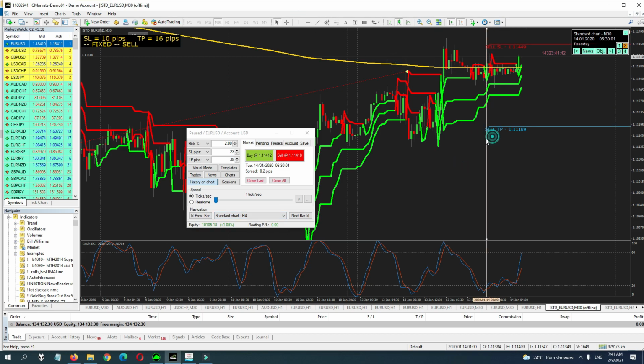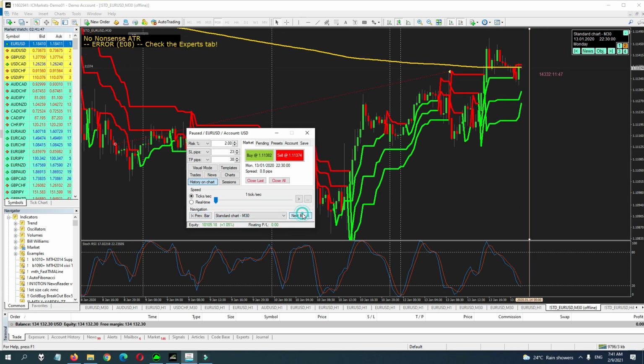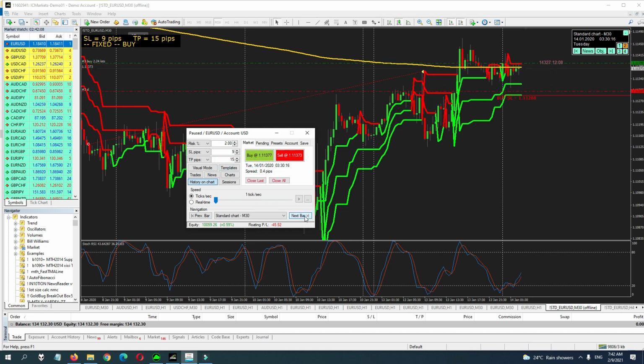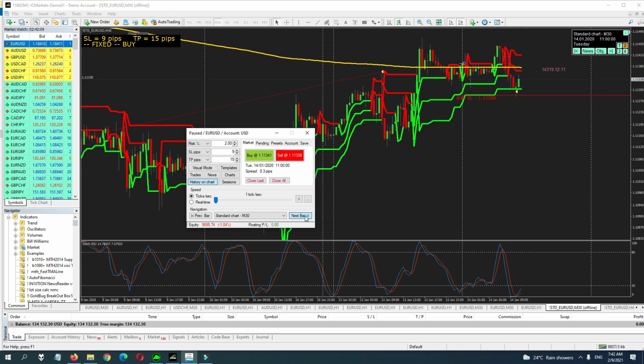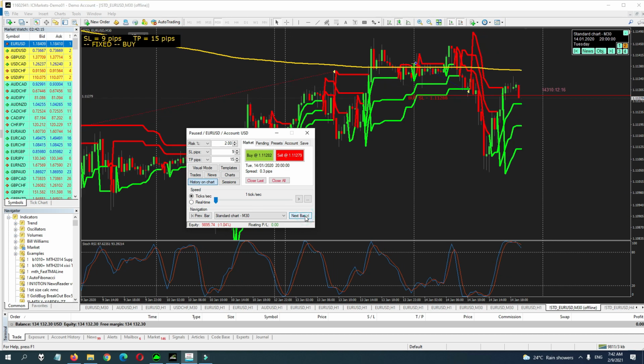Did we have a signal here? Oh yeah, sorry, we have a signal here. Price is above the EMA, and 3 of the supertrends are green, so we can enter. Cross up, so we enter here. Okay, we got stopped out. And we cannot enter here because 3 of them are green.